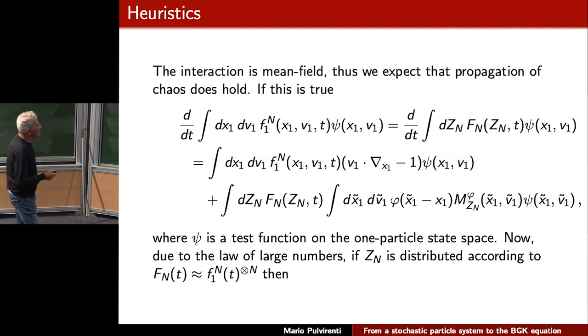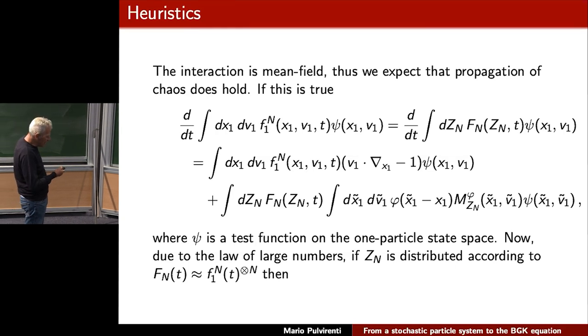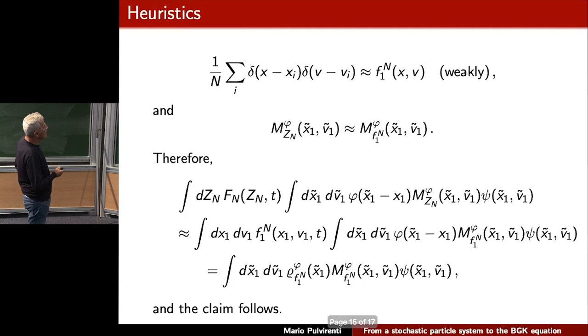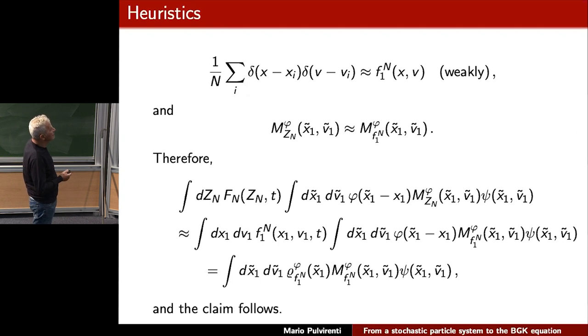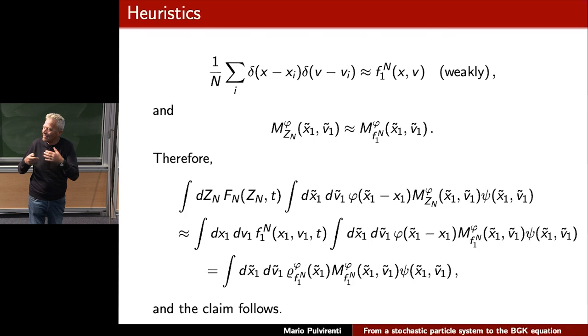Now I cannot manage with this, but I hope, crossing my fingers, that if Fn is something which is going to factorize, then I can use the law of large numbers, saying that this empirical distribution converges to this, and so this Maxwellian converges to this. Now, this Maxwellian doesn't depend on all the configurational part of Zn different from x1. So this means that this term I can integrate over all other variables, reducing everything to a dependence on one particle. So the law of large numbers gives you the dependence on all other particles.